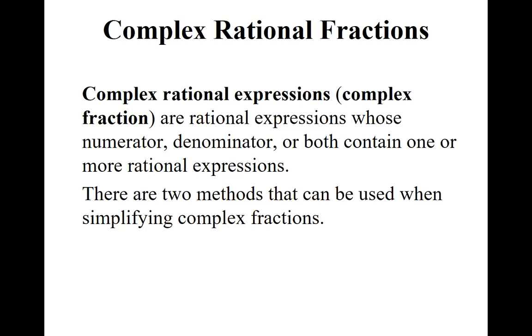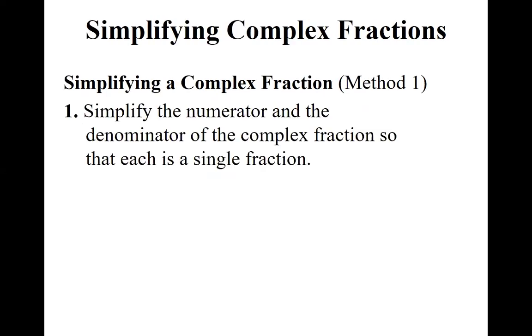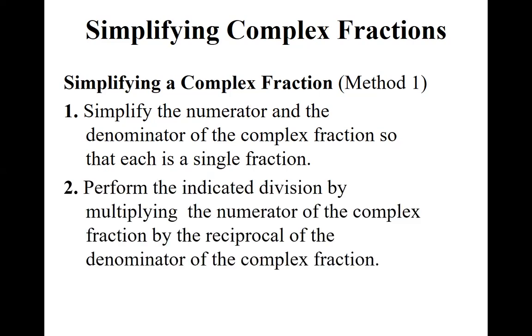There are two methods that we can use to simplify complex fractions. And method one is to simplify the numerator and denominator of the complex fraction so that each is a single fraction. Then perform the indicated division by multiplying the numerator of the complex fraction by the reciprocal of the denominator of the complex fraction. In other words, taking the top and dividing by the bottom, multiplying by the reciprocal. And then, as always, simplify if possible.